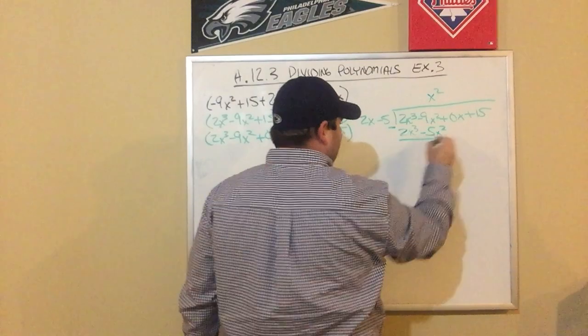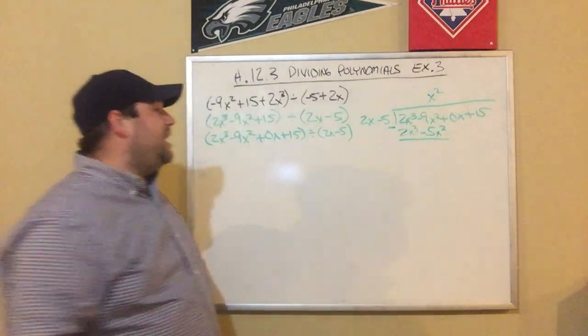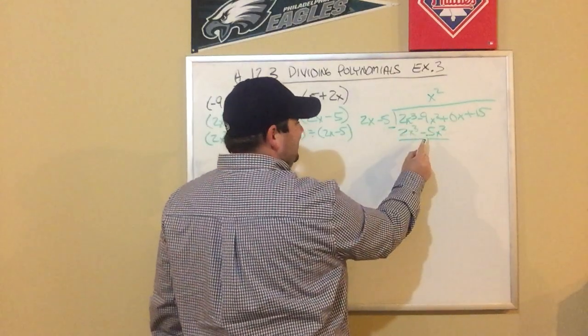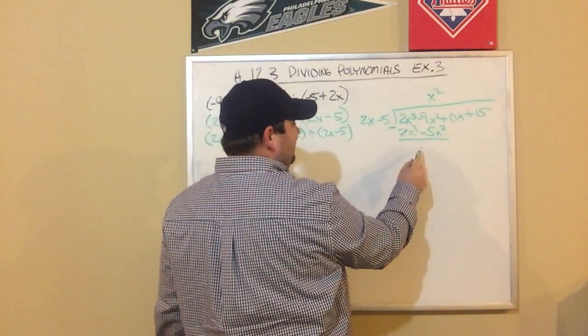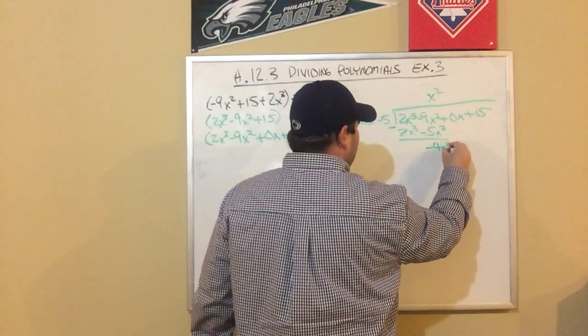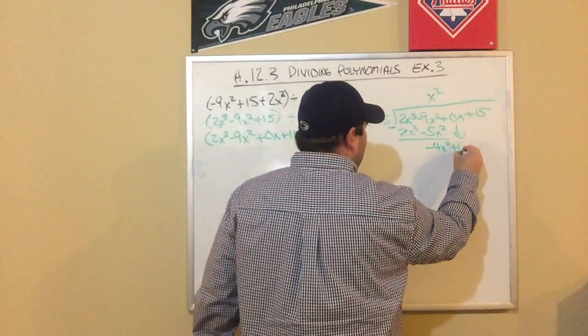I'm going to subtract, like you do when you do long division. Now I've got 2x to the third minus 2x to the third, which cancels out. Negative 9x squared minus negative 5x squared: negative 9 minus negative 5 would be negative 9 plus 5, which would be negative 4. So negative 4x squared. I'm going to bring down the plus 0x.